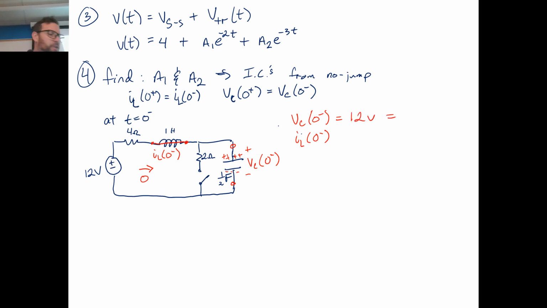Yes, voltage across the cap is 12 volts. It sure is, and that is Vc of 0 plus by the no jump condition. And we also discussed that IL of 0 minus, well, the inductor's shorted, but the capacitor is in an open circuit state, and so there's nowhere for current to flow. So there's 0 amps flowing through there, and that by the no jump condition is equal to IL of 0 plus.